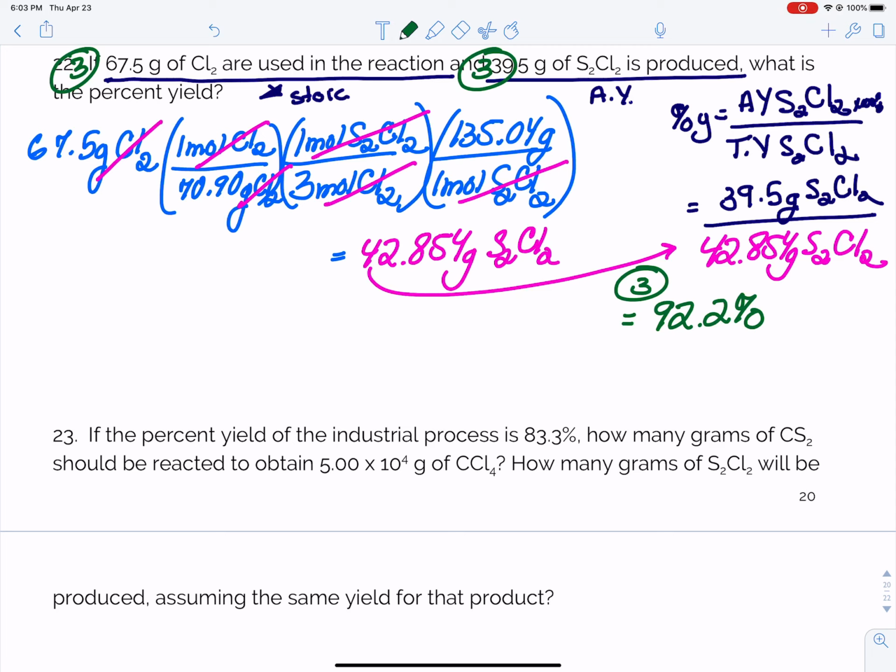Thinking about what this question said, if I use all this chlorine, I should be able to make this much S2Cl2. This is how much I actually did make. I only made 35.9, which means my percent yield was 92.2%.